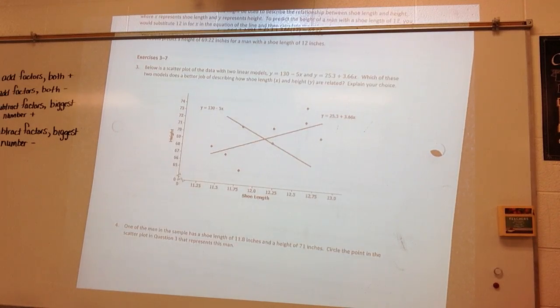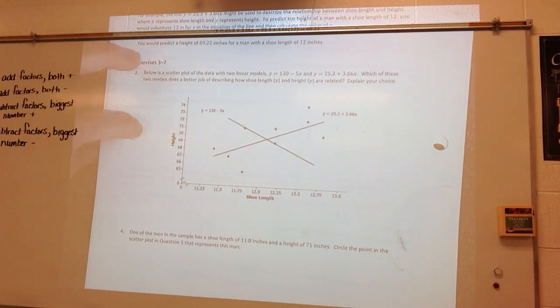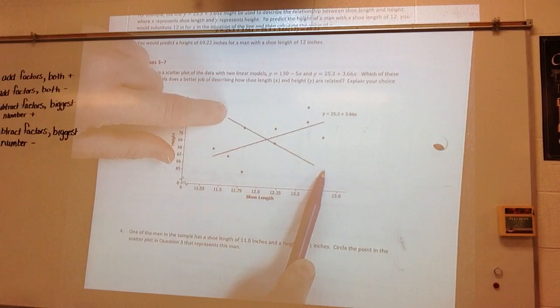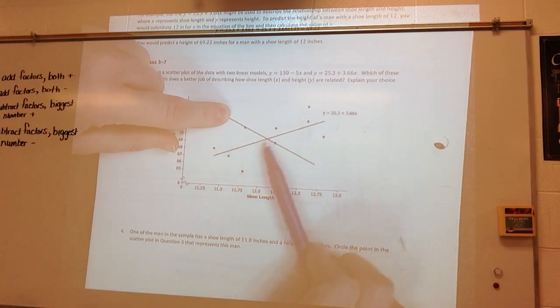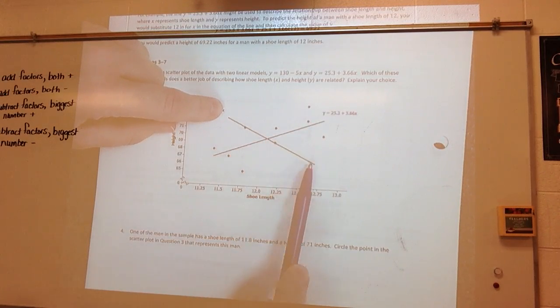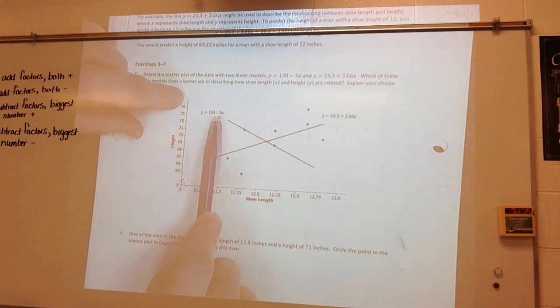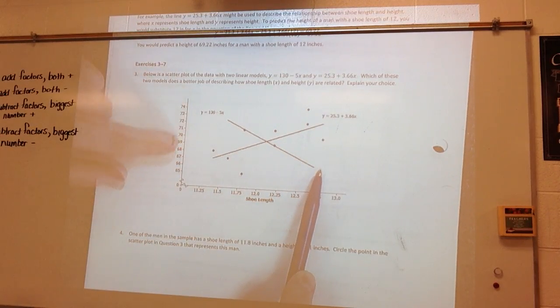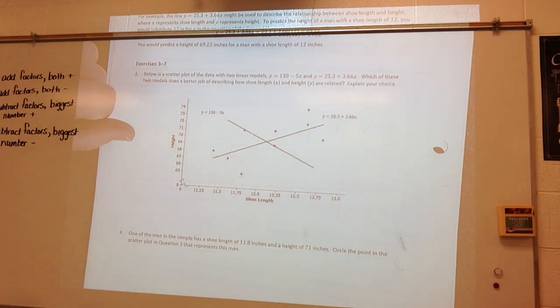Well, let's look at this. One, when I draw a line, I want my points to be close to that line. Two, I want my line to show what my data is saying. Here, if I chose this line, one, my points are pretty far away. Two, this is basically saying that as the shoe length increases, the height of the man decreases. All right? And that is not what my data is saying.